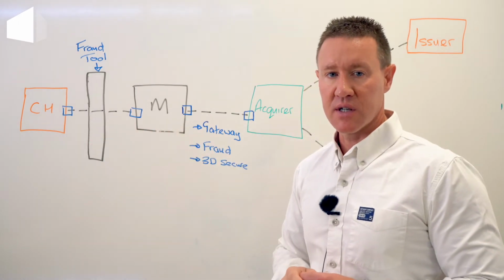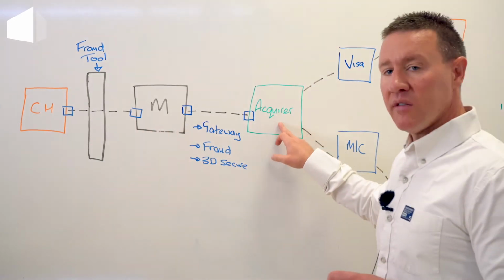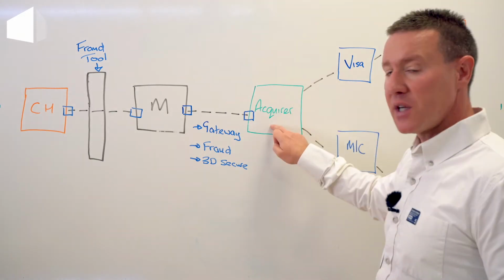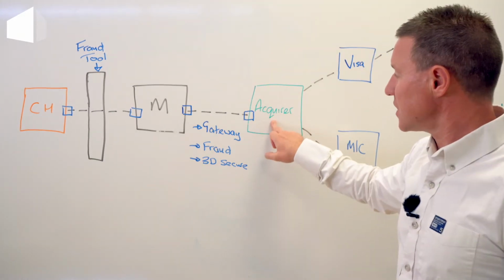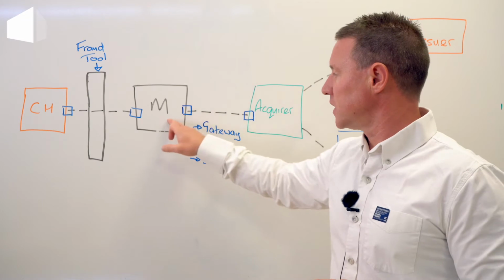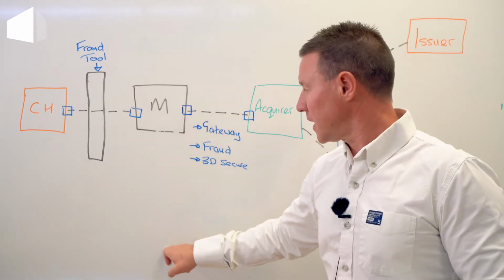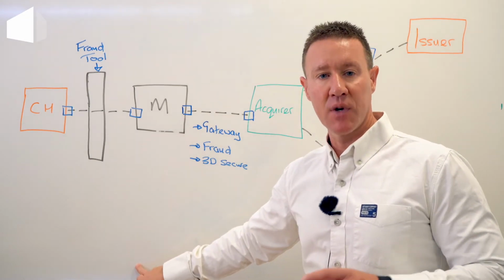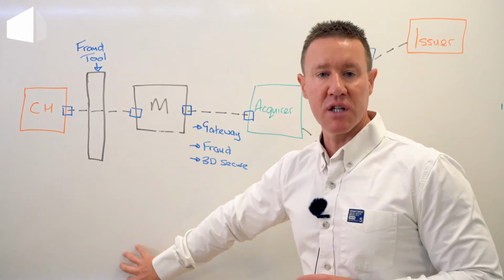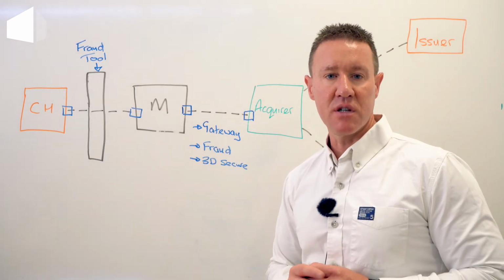The acquirer will hold the money from the issuer and, as and when in the terms of the agreement, will settle the money to the merchant's bank account, i.e. you, so you've received your money for the goods and services that you've sold.